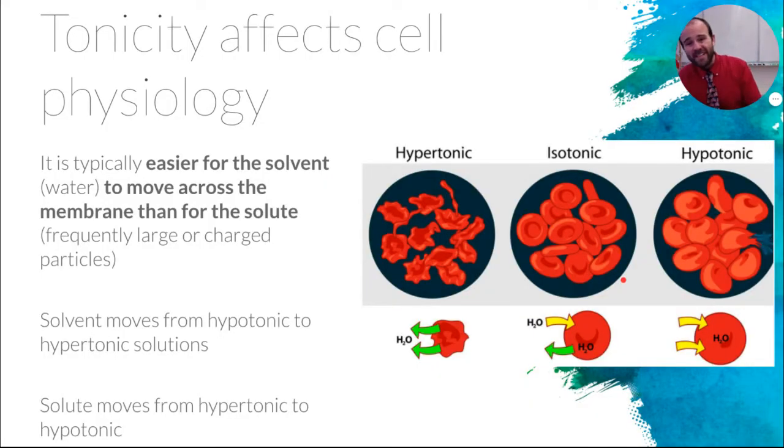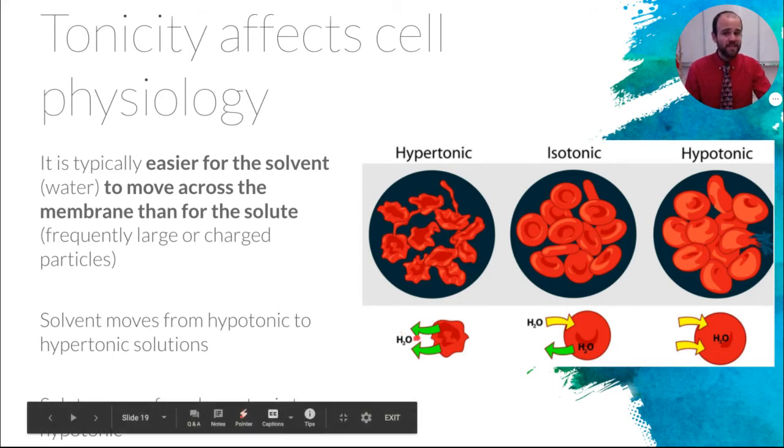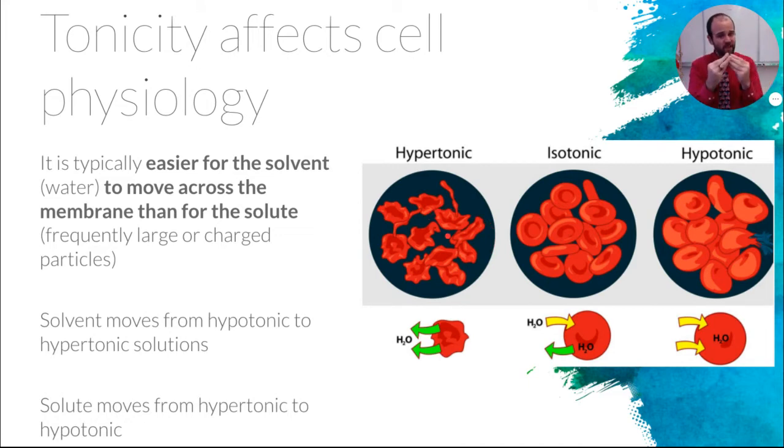And tonicity is really important in biology. It really affects your physiology. So let's think about your blood cells. Remember, solvent, the water, moves across much easier than the solute. So say you have a lot of sugar in your blood. The sugar is not going to move across as easily as water will. So if you're hypertonic, you have a lot of sugar in your blood, water is going to leave your blood cells and go into your bloodstream, into the plasma. And so your blood cells are going to shrivel up.